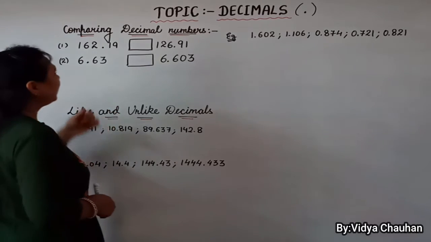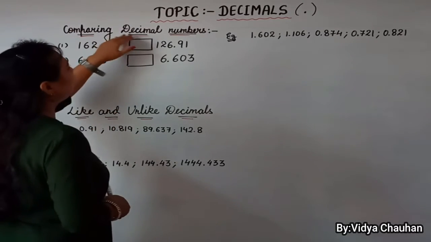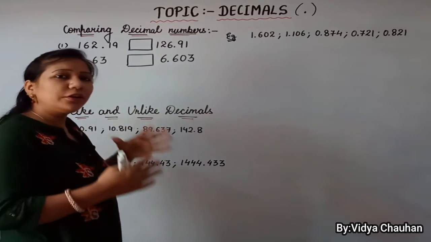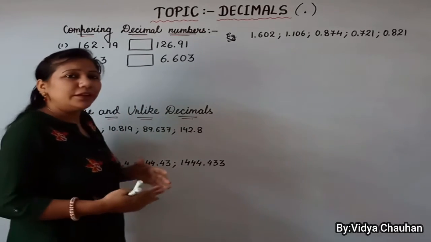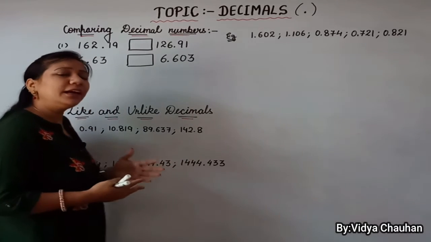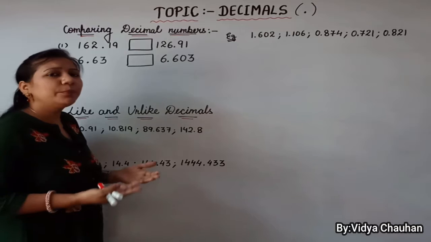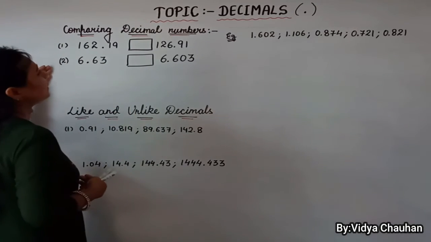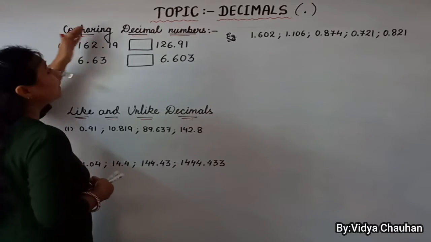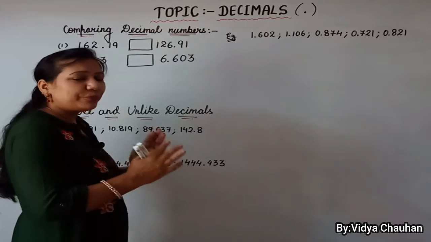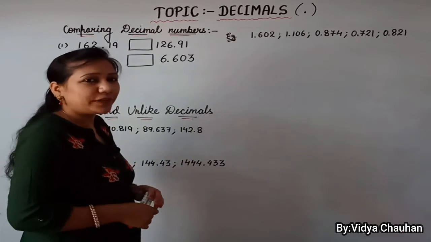So, comparing. If we talk about comparing of numbers, you have already done it, whether in the number system or any other chapter. Comparing of numbers, Roman numbers, these all you have already done. Similarly, today we will study how to compare decimal numbers. Somewhat the concept is the same, with a little bit of difference.